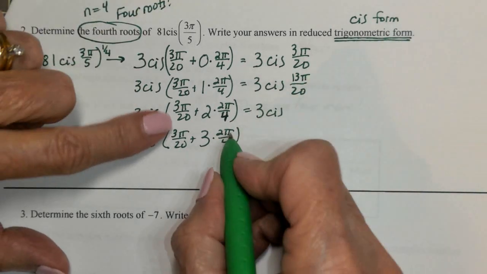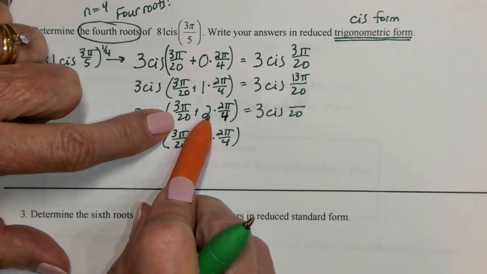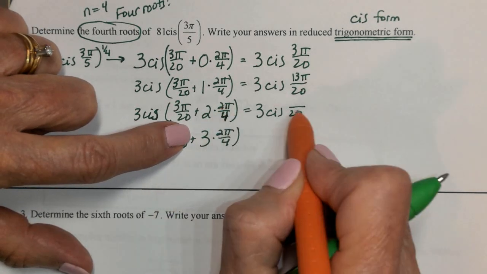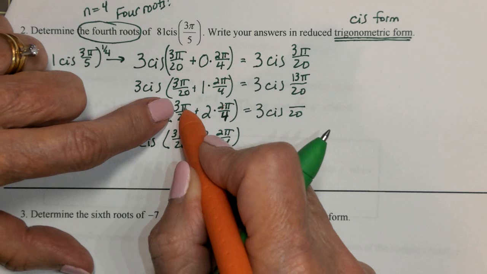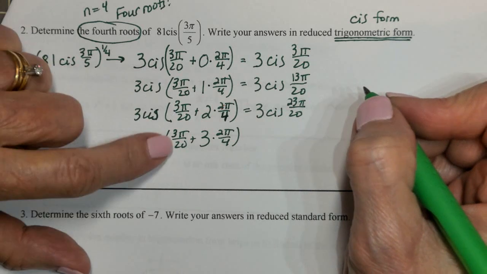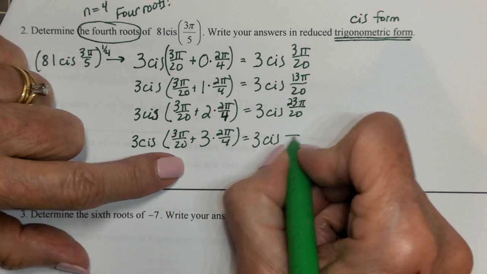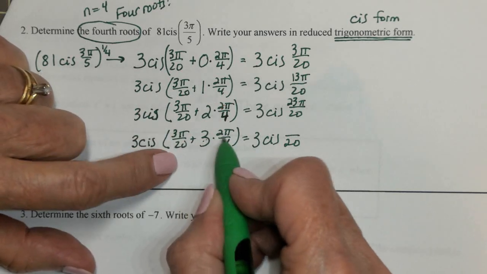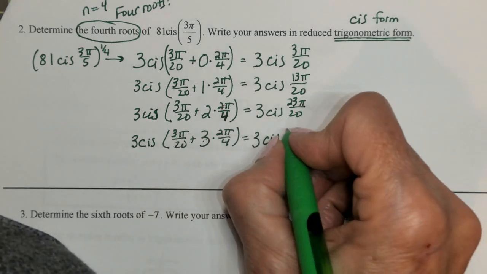Next one. Common denominator is going to be 20. 2 times 2 pi is 4 pi. But then I need to multiply that by 5 to get the 20, right? So 4 pi times 5 is 20 pi, plus 3 pi is 23 pi. Finding common denominators and just adding. 3 cis. Common denominator is 20. 3 times 2 is 6. Multiply by 5 to get our common denominator. So 6 times 5 is 30, plus 3 is 33.